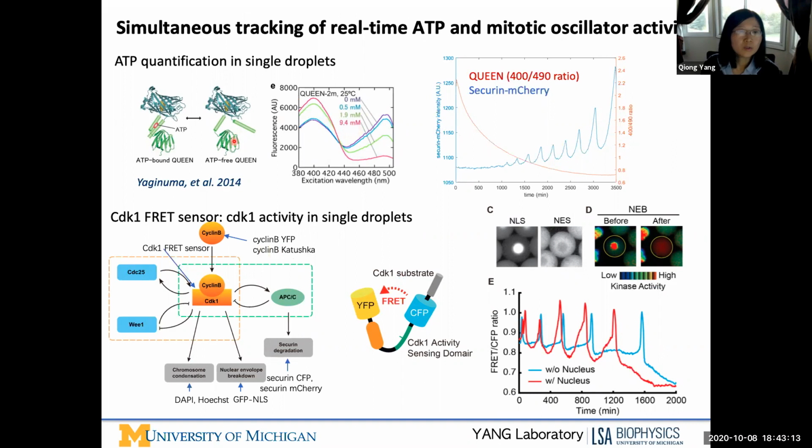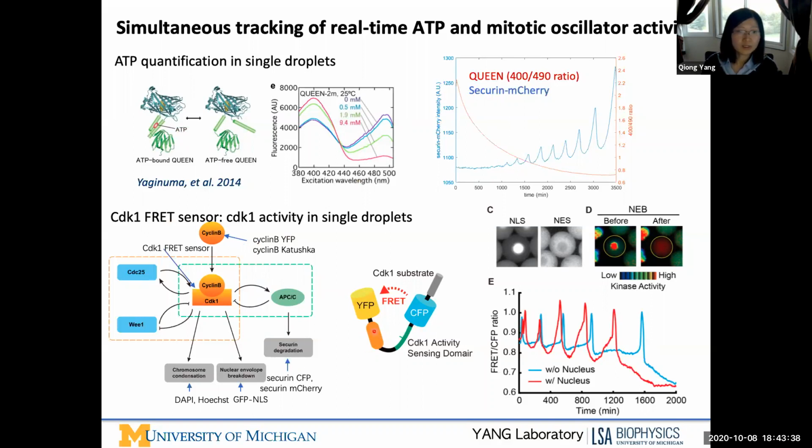experimentally. We also need a sensor that can specifically measure the ATP consumption in real time. So we have this called a Queen sensor. It can measure the ATP using fluorescence state change. And additionally, we also designed the FRET sensor. And this is also a fluorescence-based sensor.